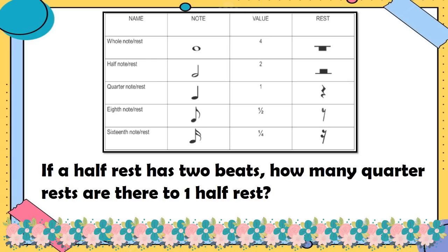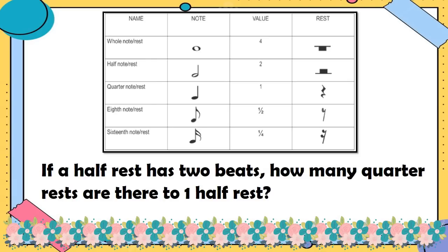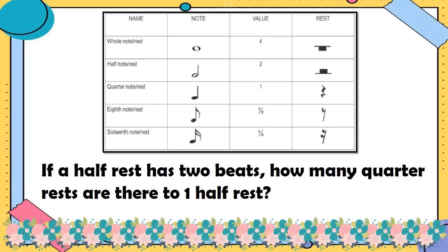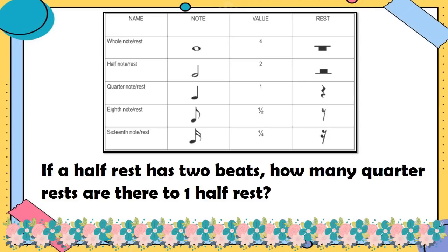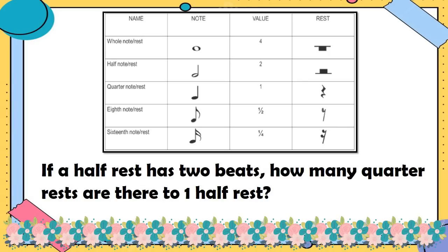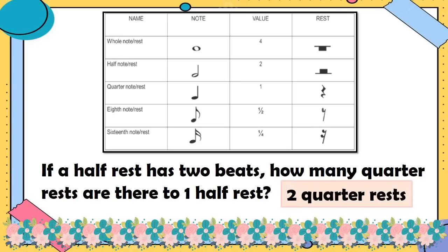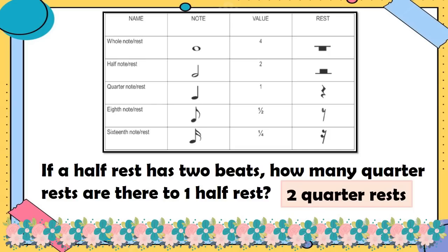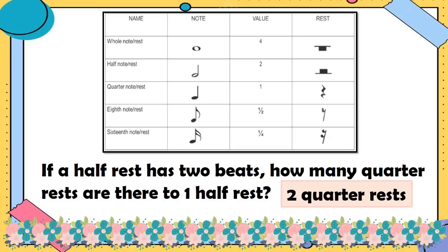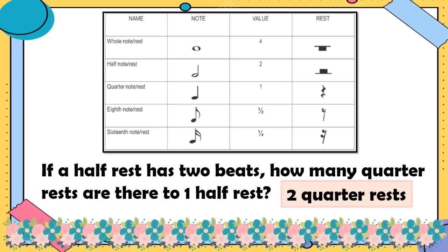If a half rest has 2 beats, how many quarter rests are there to 1 half rest? So, study the chart. Look at the half rest. Half rest has 2 beats. The question is, how many quarter rests are there to 1 half rest? The answer is 2 quarter rests. We need 2 quarter rests to make 1 half rest. 1 quarter rest plus 1 quarter rest is equivalent to 1 half rest.